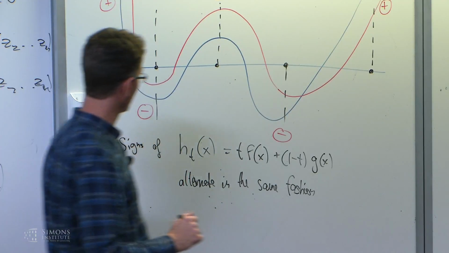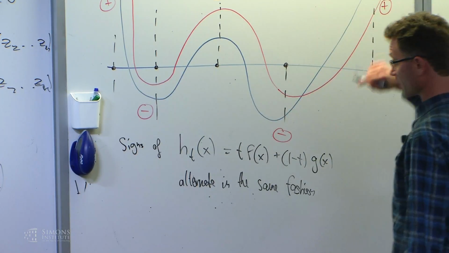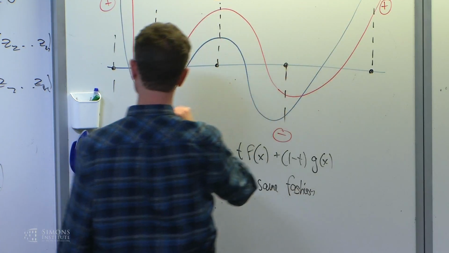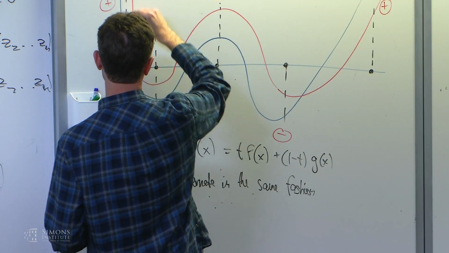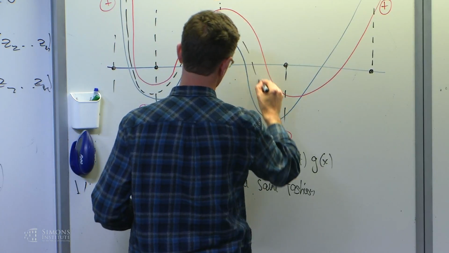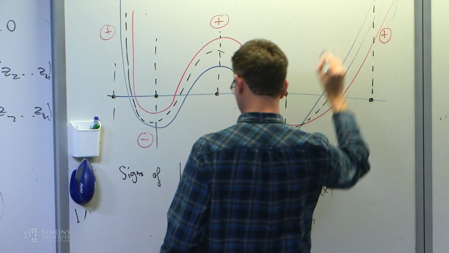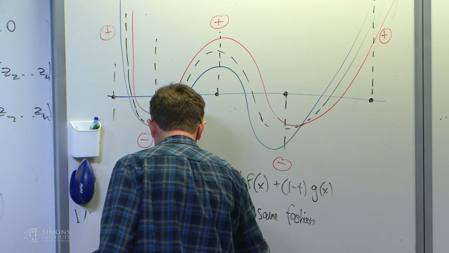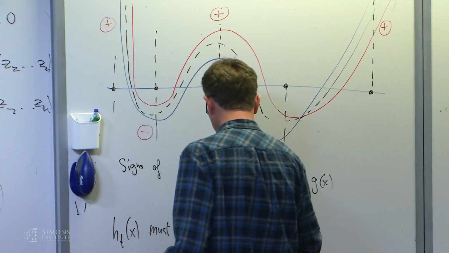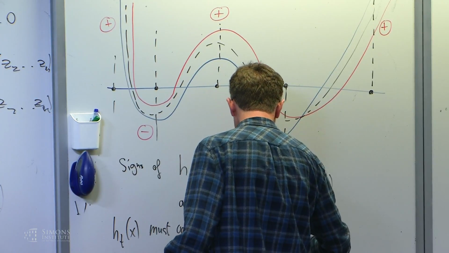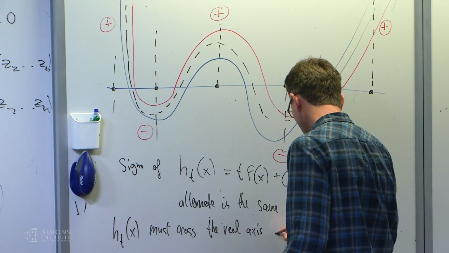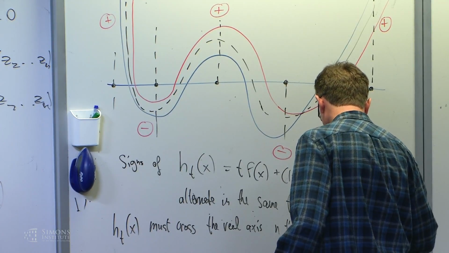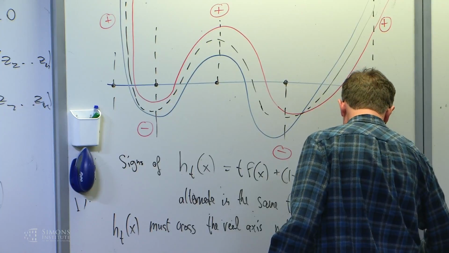Because we have a certain degree, and the red and blue polynomials have n distinct roots, and so will this averaged polynomial, which is between them. So h_t(x) must cross the real axis n times, just like f and g.